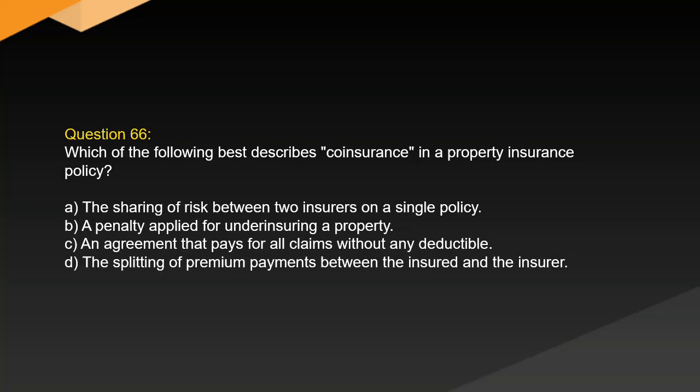Question 66. Which of the following best describes coinsurance in a property insurance policy? A. The sharing of risk between two insurers on a single policy. B. A penalty applied for underinsuring a property. C. An agreement that pays for all claims without any deductible. D. The splitting of premium payments between the insured and the insurer.